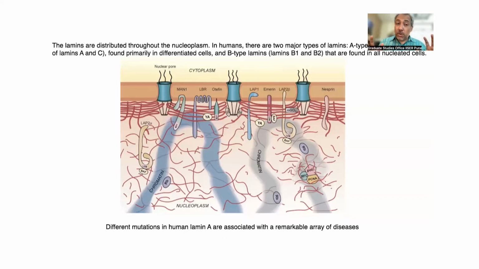Lamins are distributed throughout the nucleoplasm. In humans, there are two major types of lamin: A-type lamins, consisting of lamin A and C, found primarily in differentiated cells, and B-type lamins, lamin B1 and B2, that are found in all nucleated cells. Different mutations in human lamins, lamin A for example, are particularly associated with a remarkable array of diseases.